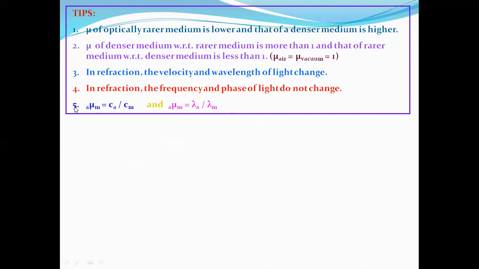And number 5, aμm is equal to Ca by Cm, we know that, and aμm again with respect to wavelength is lambda a by lambda m. So you see here aμm and lambda a by lambda m. If a is on the left-hand side, then lambda a is upper, and m is on the right-hand side, so lambda m is lower.